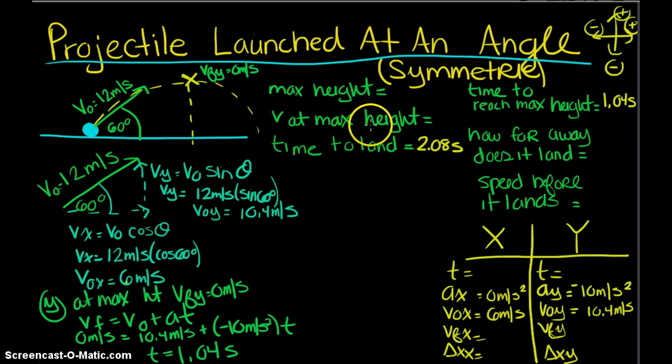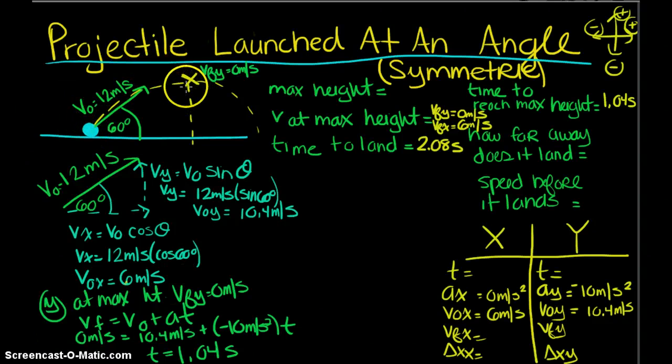Okay, the velocity at the maximum height is something that we know. We know that in the Y, the velocity is 0. And the velocity in the X doesn't change. So you found the X component of velocity over here to be 6 meters per second. And in the X, the acceleration is 0. So the X velocity is still the same at any point in the path of motion. So that one's done.